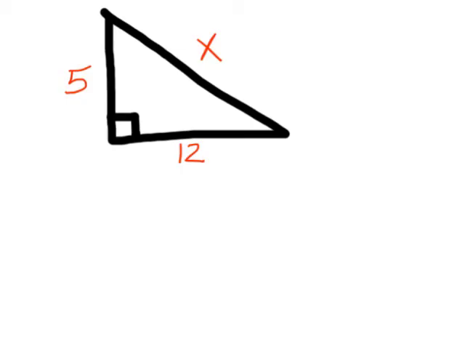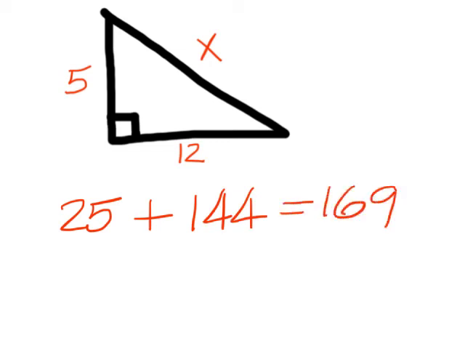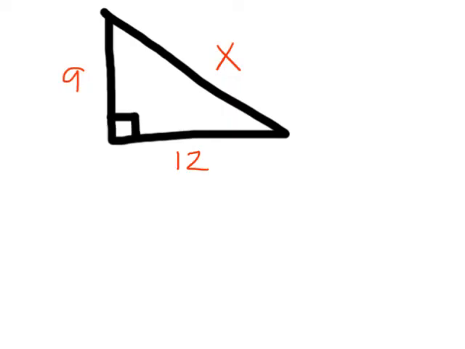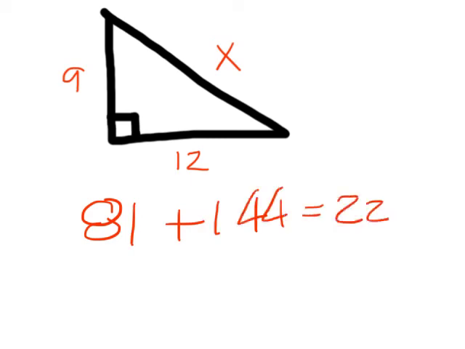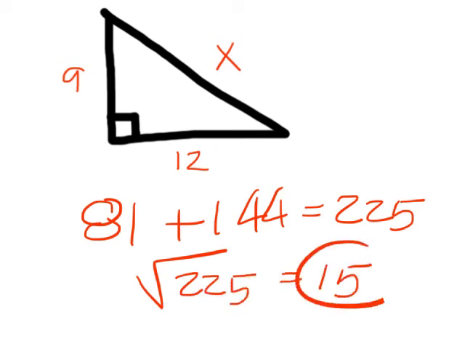Try this one. You're missing the hypotenuse. Square both sides that you know, add them together, find the square root of that sum. If you square 5, you get 25. Square 12, you get 144. The sum is 169, but the square root of 169 is 13. Try this one. If you square 9, you get 81. Square 12, you get 144. Those add up to 225. And the square root of 225 is 15.